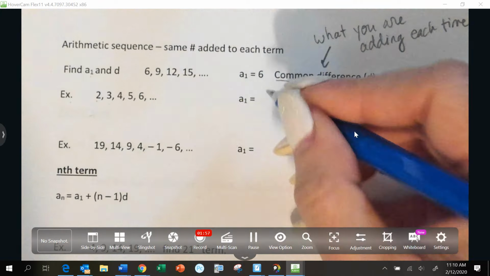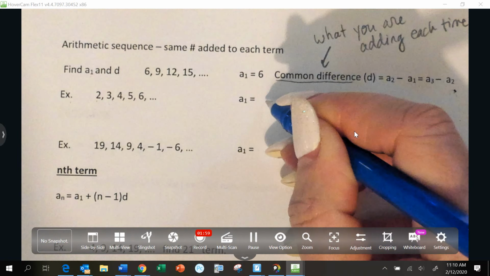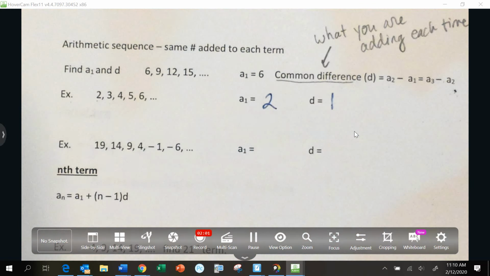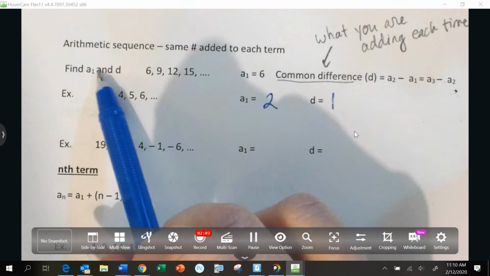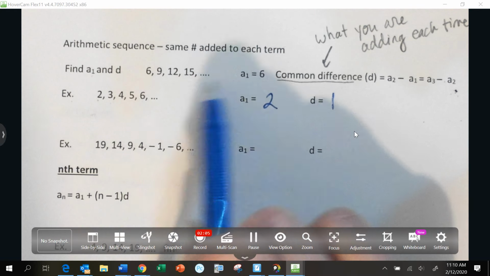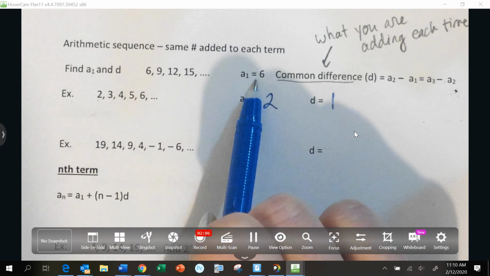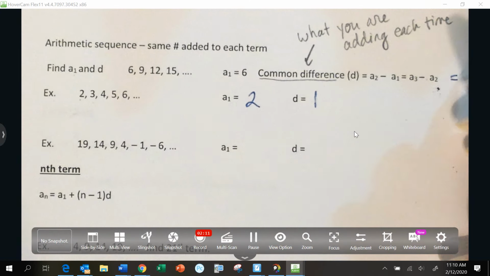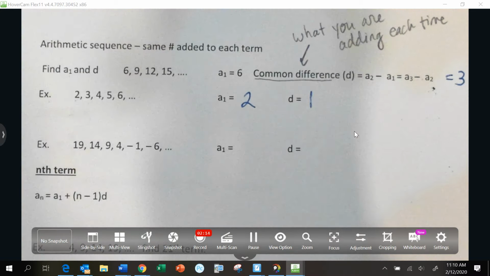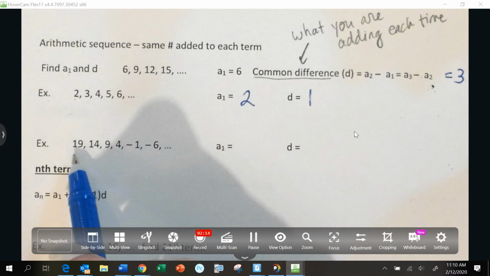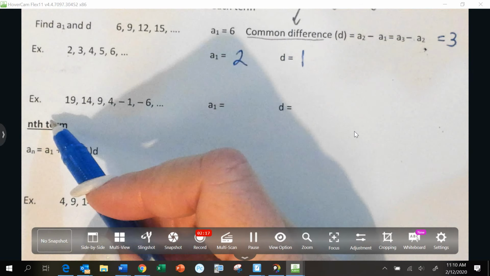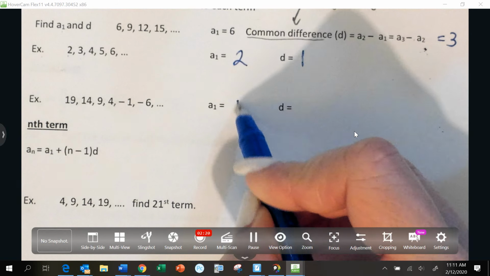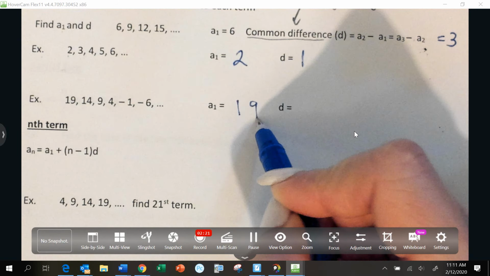And a sub 1 is, for this first one, 2. Oh, I guess here it says find a sub 1 and d. A sub 1 is 6. What is our d for this one here? A sub 1 for the next example is 19. What is our d?